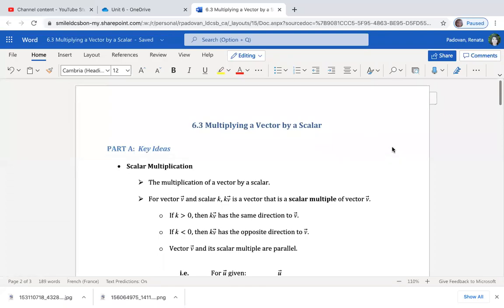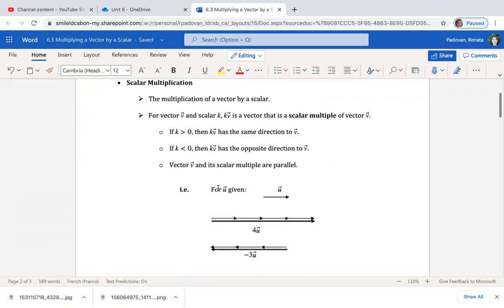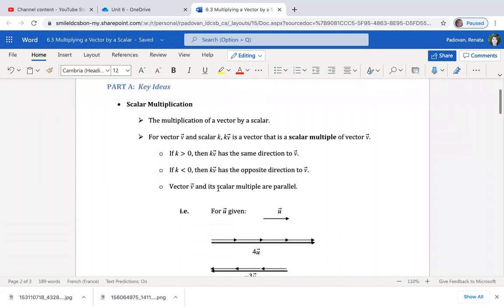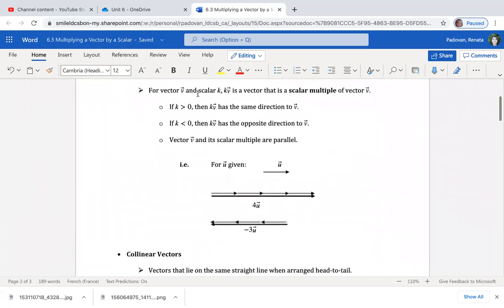Okay, so now that we've added and subtracted vectors, we're going to move into 6.3, which is multiplying a vector by a scalar. So a scalar will end up being a constant, a coefficient. So if we look at here, scalar multiplication is multiplying a vector by a scalar. So if I had a vector v, and a scalar k, so again, if you want to write down here k, here I can write that down as well.